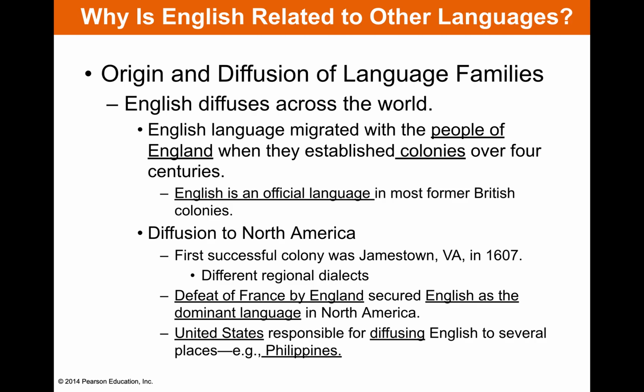And also with the defeat of France by England in the French and Indian War, English became the dominant language in North America. And then when the United States gains independence as a country, in their period of history where they were colonizing and imperializing, they diffused the language to the Philippines.